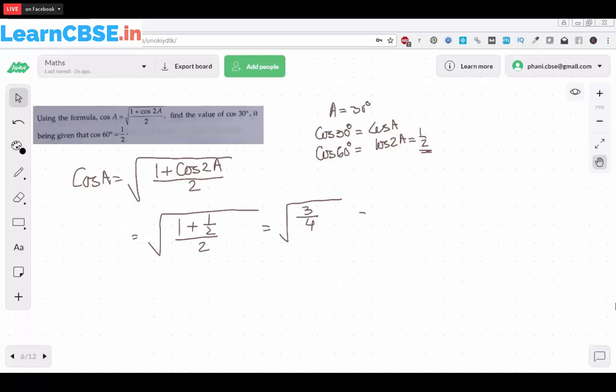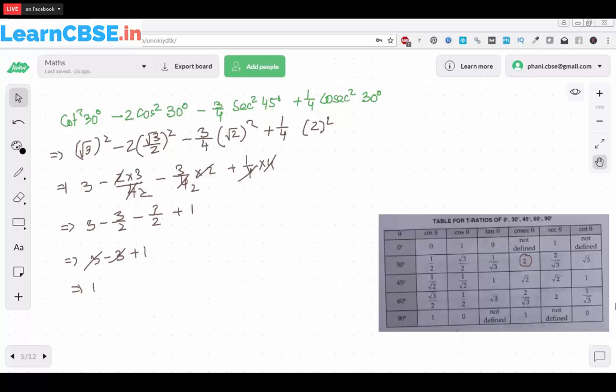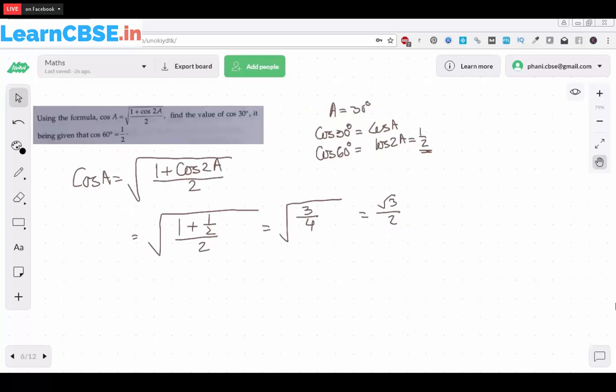If you simplify, you will get root 3 by 2, which is actually the value of cos 30 degrees. So this is the value of cos 30 degrees, and that will be the answer, using the given formula and the given data.